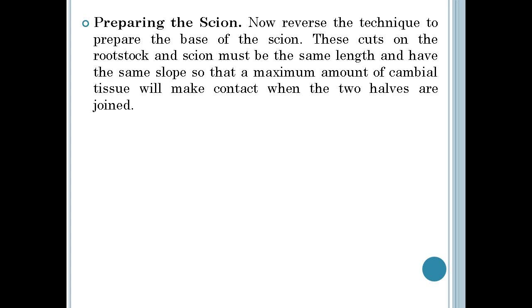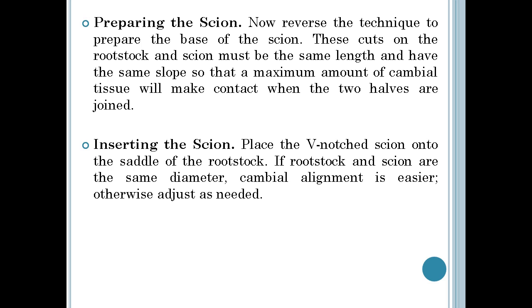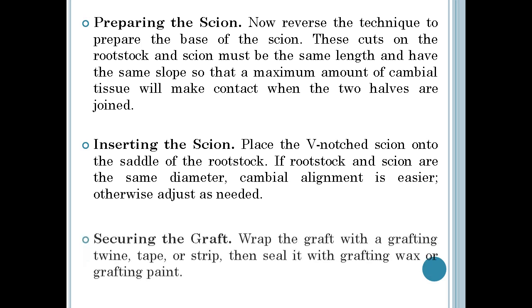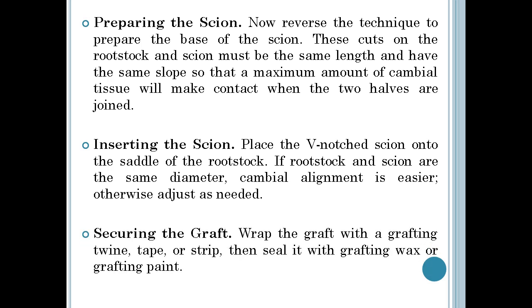These cuts on the rootstock and cion must be the same length and have the same slope so that a maximum amount of cambium tissue will make contact when the two halves are joined. Inserting the cion. Place the V-notched cion onto the saddle of the rootstock. If rootstock and cion are the same diameter, cambial alignment is easier. Otherwise, adjust as needed. Securing the graft. Wrap the graft with a grafting twine, tape, or strip, then seal it with a grafting wax or grafting paint.